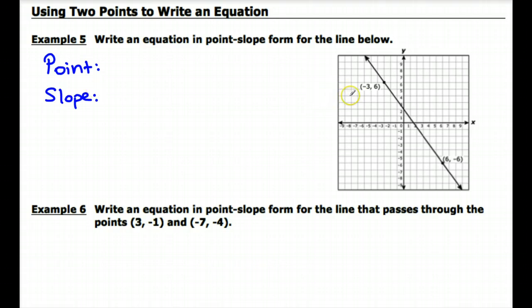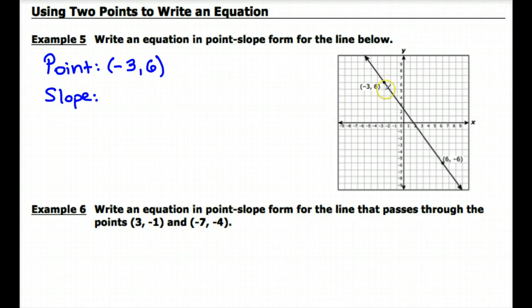Well, on this graph, I've actually labeled 2 points. I've labeled (-3, 6) and (6, -6). So you're actually able to pick either of these points as your point to use in your equation. You can pick either (-3, 6) or (6, -6). I'm just going to go ahead and take this top point up here, (-3, 6). So that's going to be the point I'm using. The slope should be the same for everyone, though.